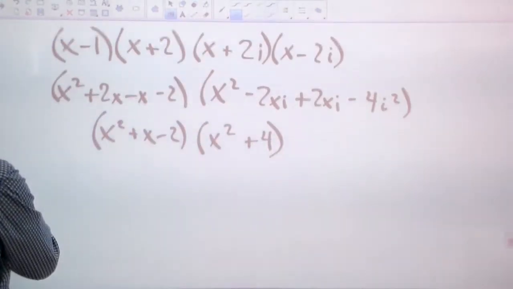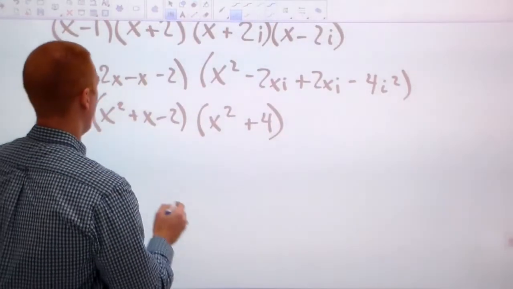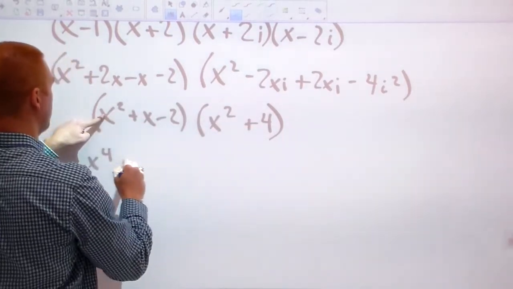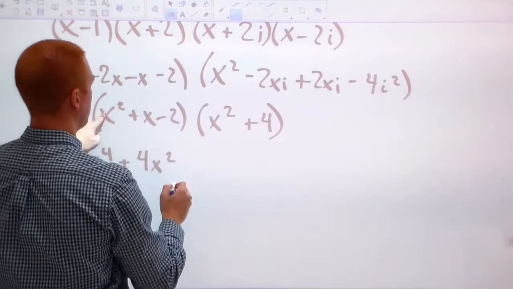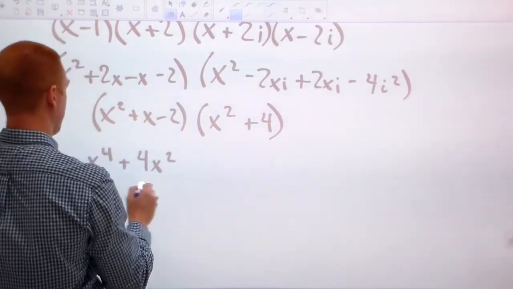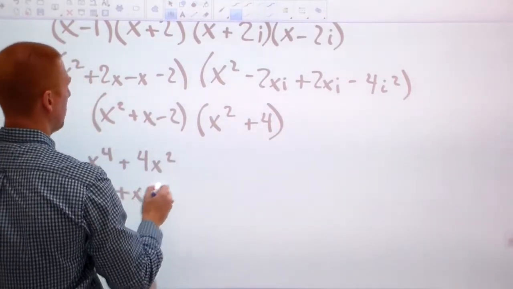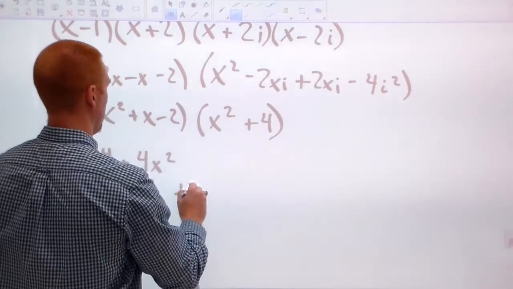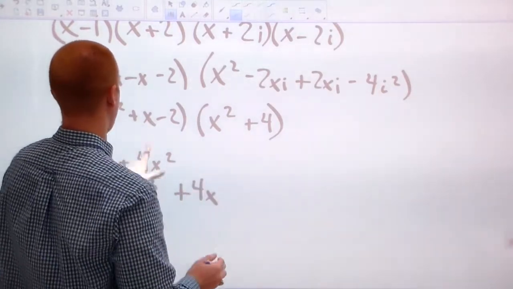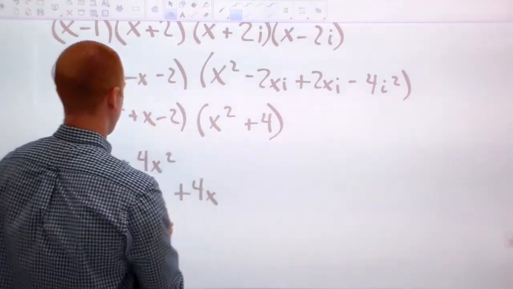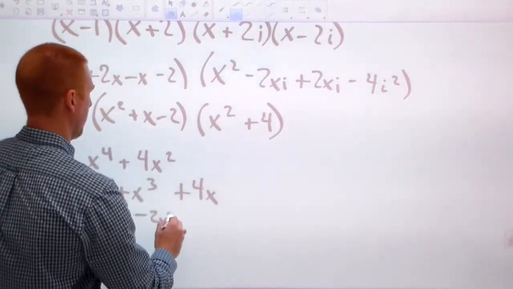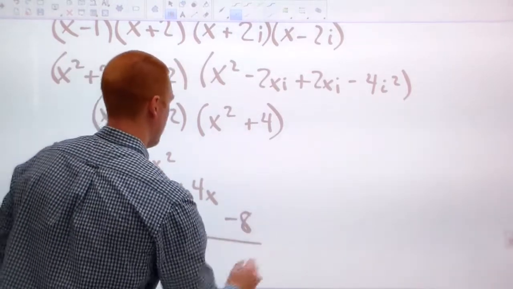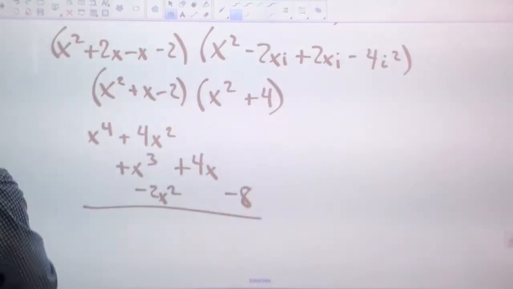And then we'll multiply those out. So x squared times x squared is x to the 4th. x squared times 4 is 4x squared. x times x squared is x cubed. x times 4 is 4x. Didn't do a very good job lining these up. -2 times x squared, -2x squared, and minus 8 at the end. Yeah, probably could have done a better job of keeping that organized.